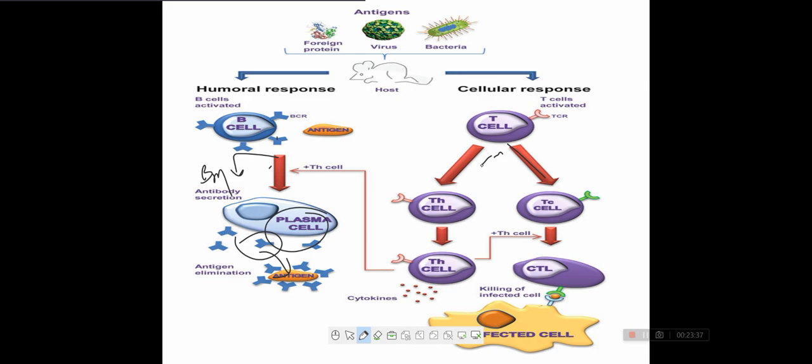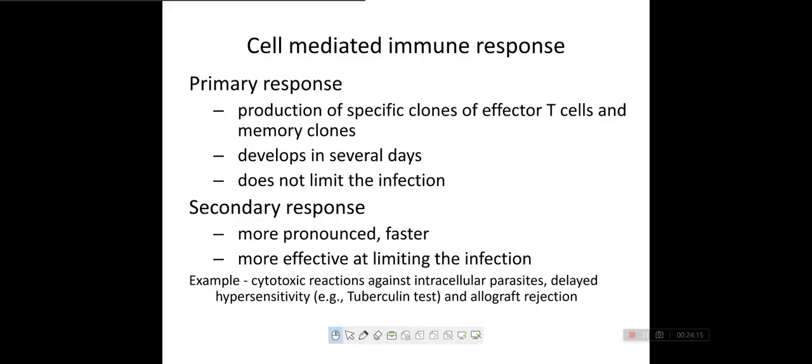TH cells produce cytokinin, or they help to activate the B cell, right? And TC cells kill the infected cells. They kill the infected cells by producing molecules like cytokinin or interleukin. By that the infected cells will be killed. These are the mechanisms of cell mediated immunity.